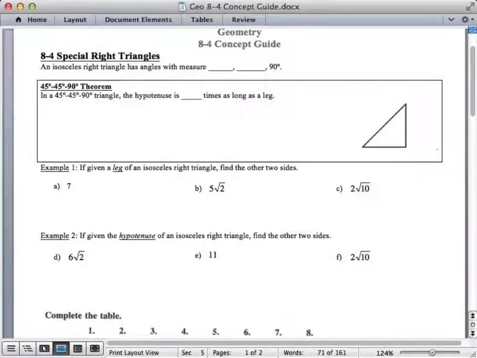Hey, welcome everybody. These are extremely exciting times. This is what will be the third most important lesson in geometry. It's second after the Pythagorean theorem right now, but it'll hold strong through the end.